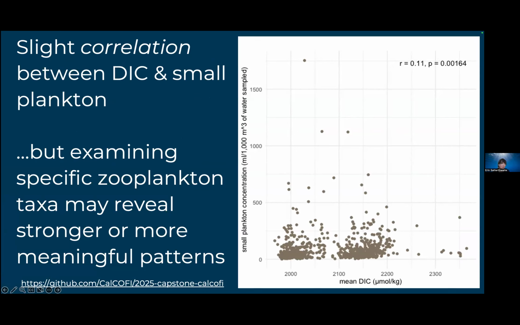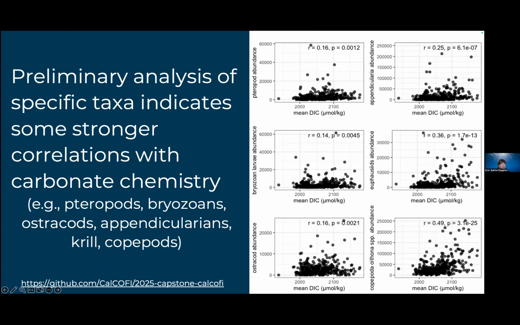But we were thinking, okay, this just integrates across all of the taxa of zooplankton, so it'd be nice to look at more species-specific relationships. And those actually might reveal more meaningful patterns. So for this, we've started to explore relationships between carbonate chemistry and particular taxa, so things like pteropods, bryozoans, ostracods, and krill. And we found in some cases that there might be stronger correlations.